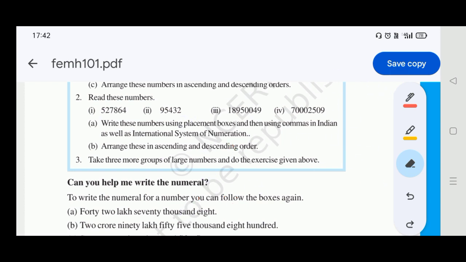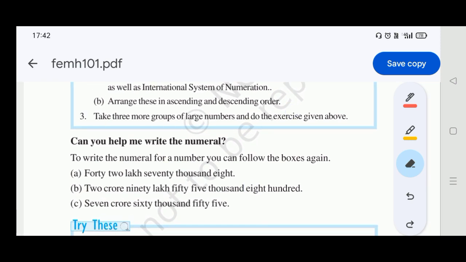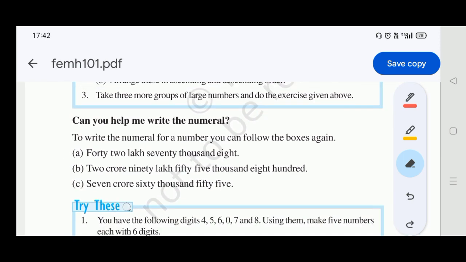Take 3 more groups of large numbers and do the exercise given above. This is given for you students, so please do it. The next is, can you help me write the numeral? To write the numeral for a number, you can follow the boxes again. 42,70,008.